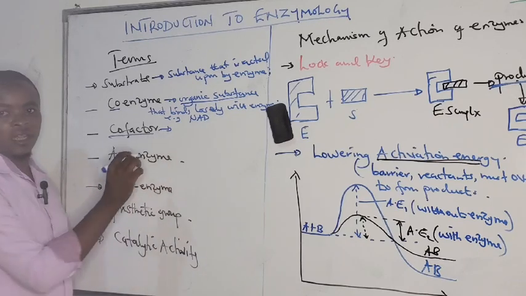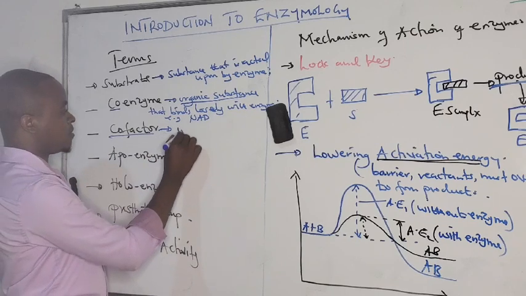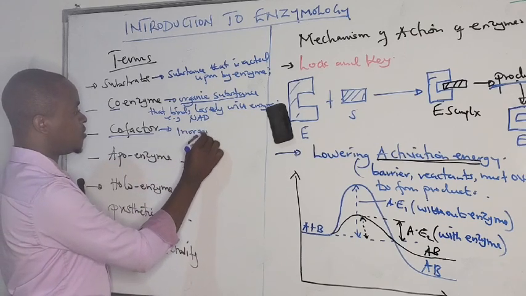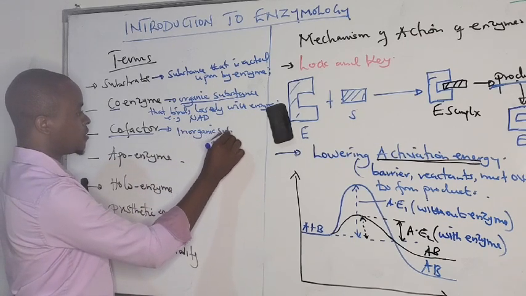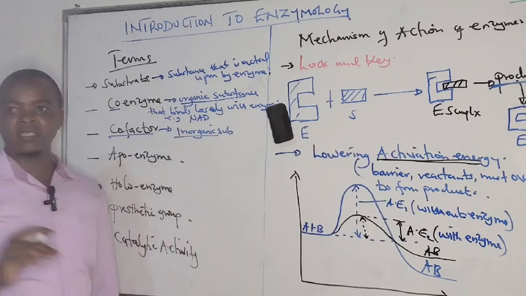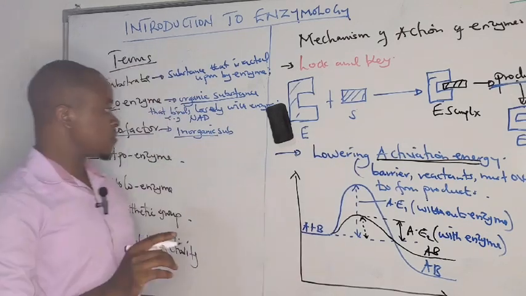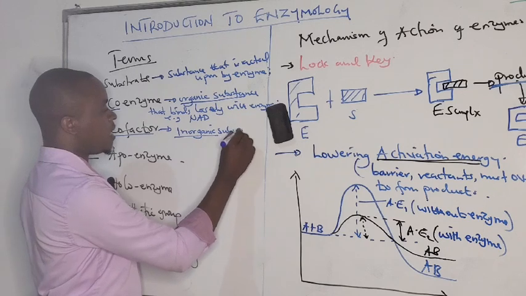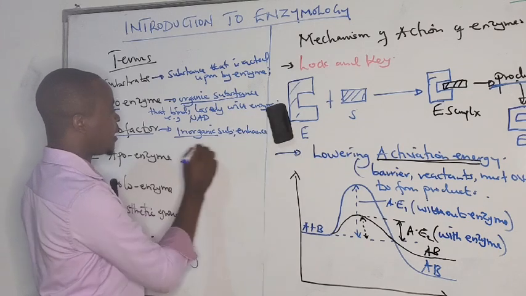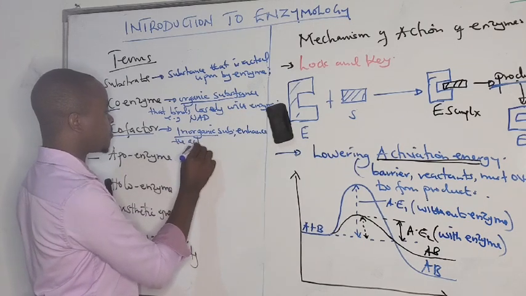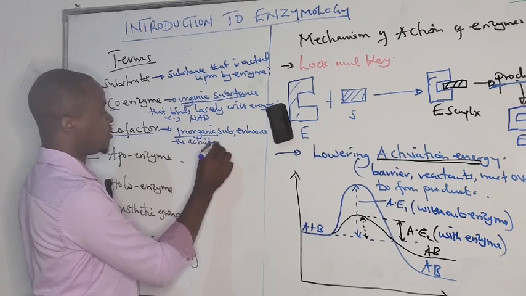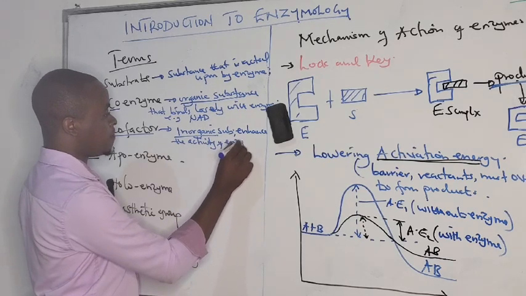Because a cofactor is inorganic. A cofactor is an inorganic substance. And this inorganic substance, its role is to enhance the activity of the enzyme. It enhances the activity of the enzyme.